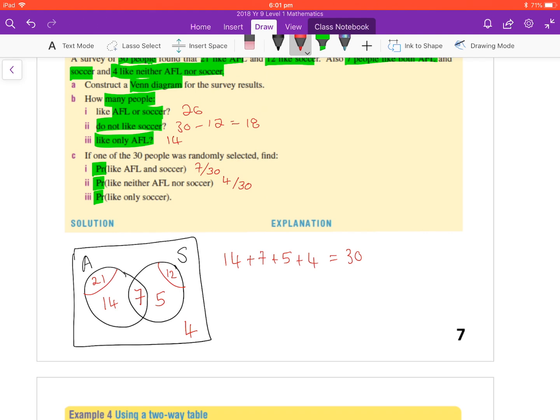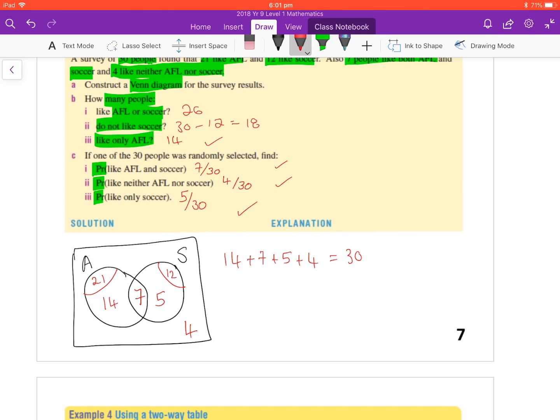I would probably more encourage you not to simplify so you don't make silly mistakes in your test or exam. What's the probability they like soccer? There are 5 people that like soccer, and they've used the word only, so that's why it's 5 over 30.